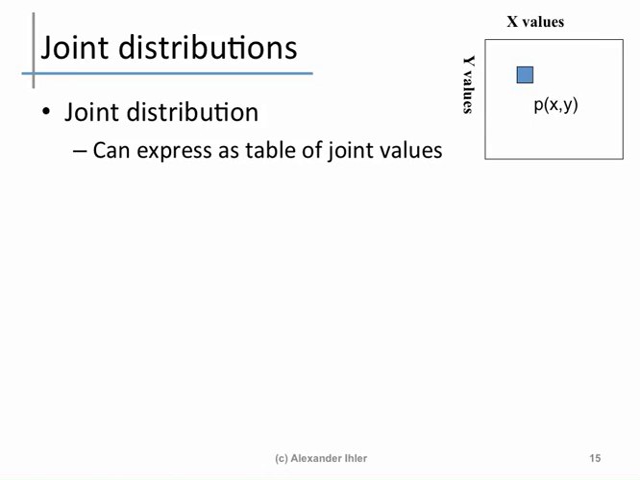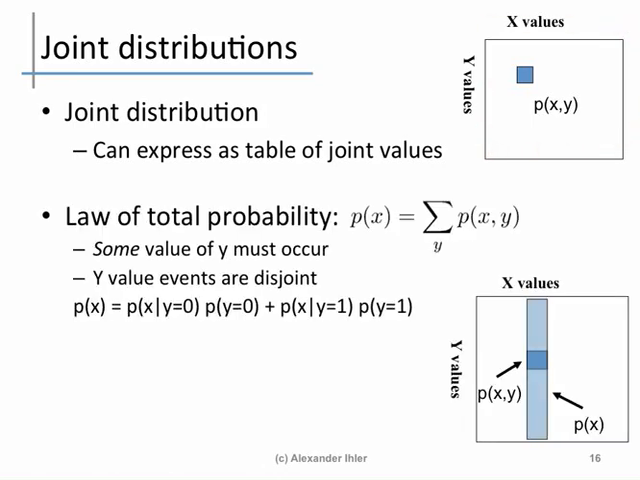Similarly to before, each of these entries will be positive, and the sum over the entire table must be 1. The law of total probability tells us how to relate the probability of just one variable, p of x, to this joint probability distribution table.